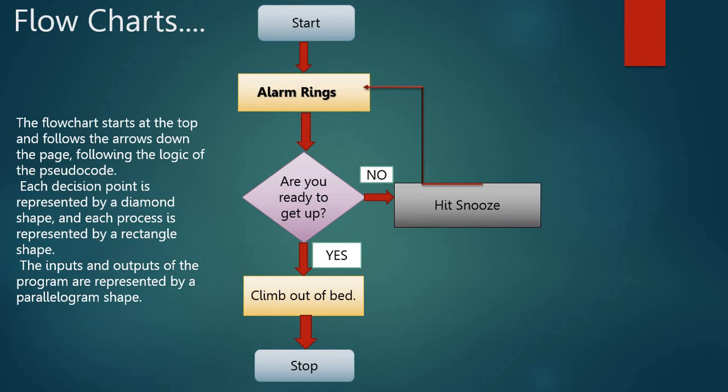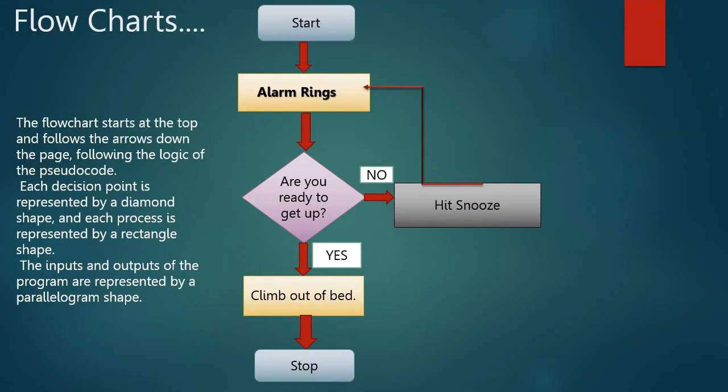So this is a flowchart. Start, alarm rings. Are you ready to get up? When you say yes, then you climb out of the bed and the problem is solved. But when you're not ready to get out of bed, you hit snooze. And you see this arrowhead again coming back to the alarm.